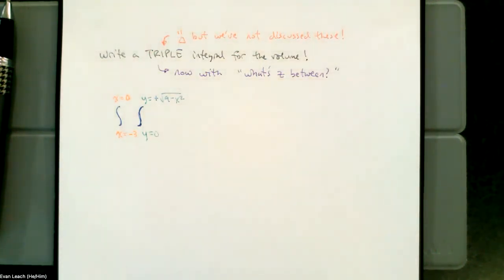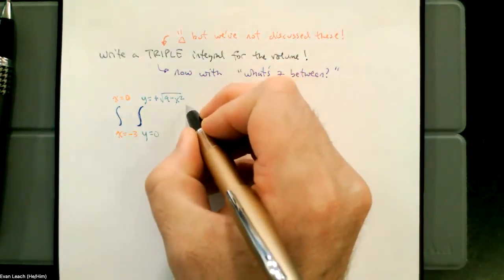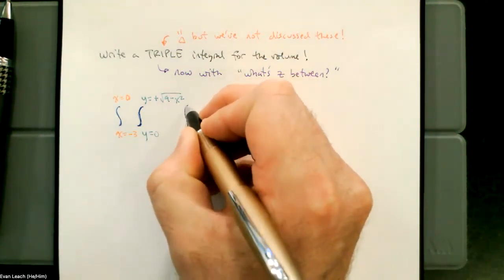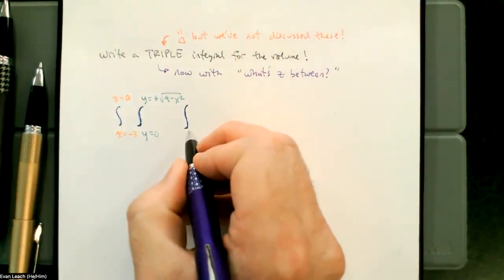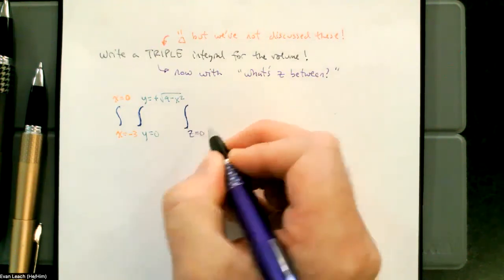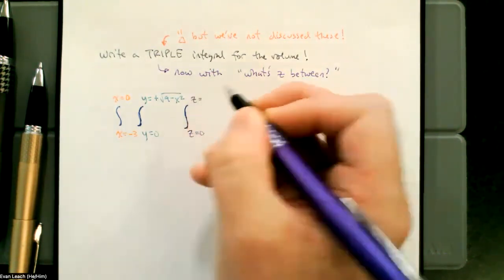Now, if we think about what we integrated before, the function was just the height. We used the circular paraboloid for the ceiling. And what was the floor? The floor was just the XY plane. So we're going to integrate Z from 0 to our function.